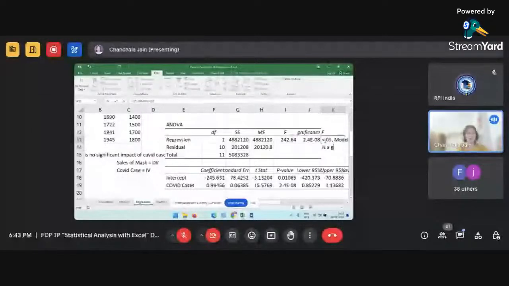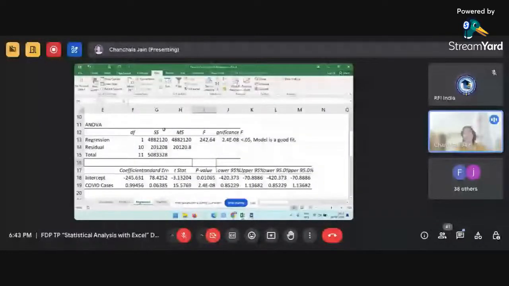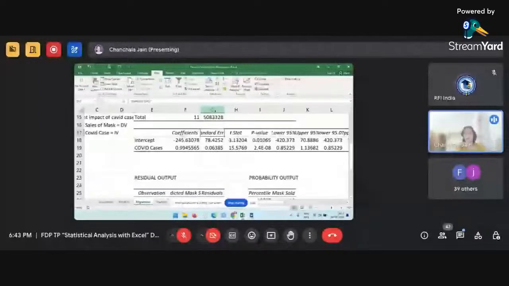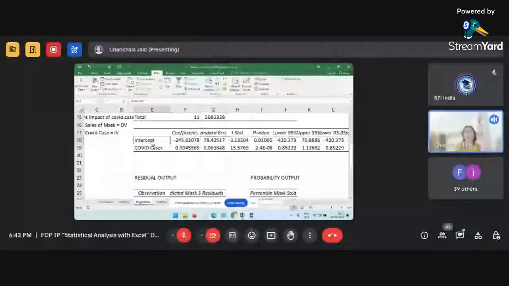Now the next table is the ANOVA table. In this table, you need to see the significance value of your ANOVA, that is of your F value, which is 2.4 E minus 0-something. It means it is again less than 0.05. So that means you can conclude here that your model is a good fit, means your model is a good model. This is the conclusion we can draw using the ANOVA significance value, right?